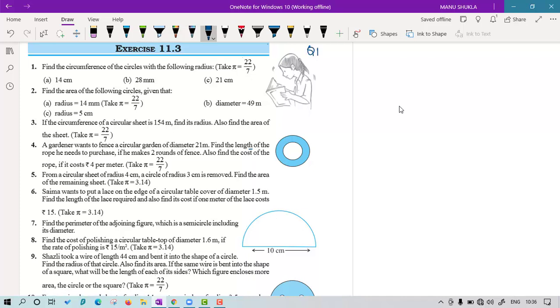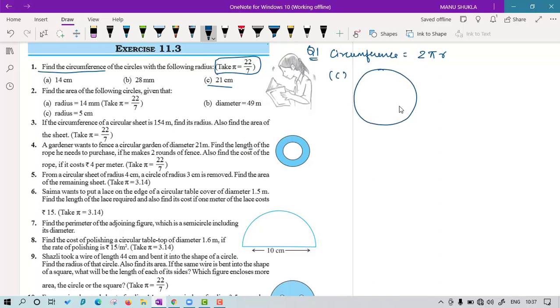Question 1. It is saying find the circumference of the circles with the following radius. I will solve one part for you. Suppose the C part. So they are saying take pi equal to 22 upon 7. This we have to keep in our mind. So circumference is given by 2 pi r. So the question we are doing is C part.